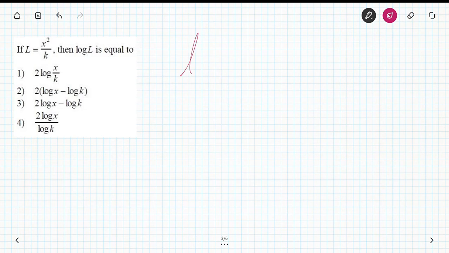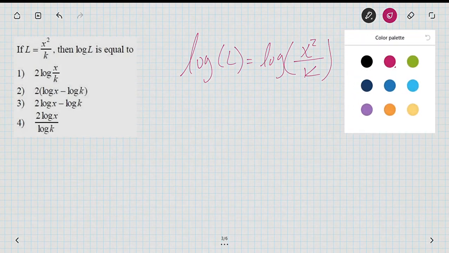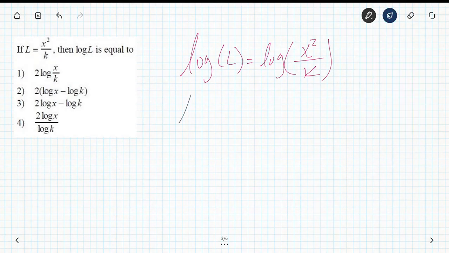So now let's write the log of L equals the log of x squared over k. There's definitely two things. Since this is a quotient, we can definitely express this as a difference. So let us say that the log of x squared minus the log of k. Okay, simple enough. We have one of these logs that has an exponent.